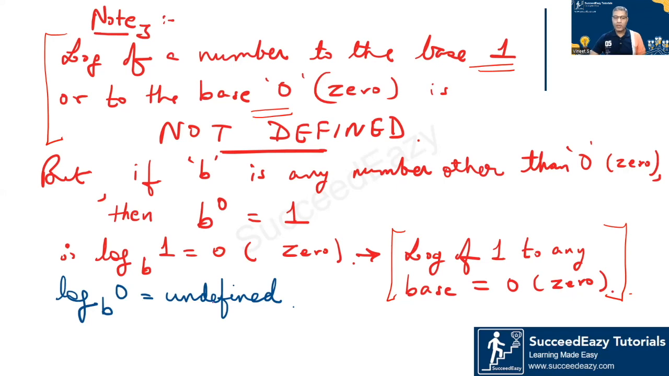But note that log of 0 to any base is undefined. Please note. So log of 0, why is it undefined? Because you cannot have a situation in which b raised to any power x is going to end up with 0. Got it? So this is undefined. This is not correct. Okay, please note that it is undefined.